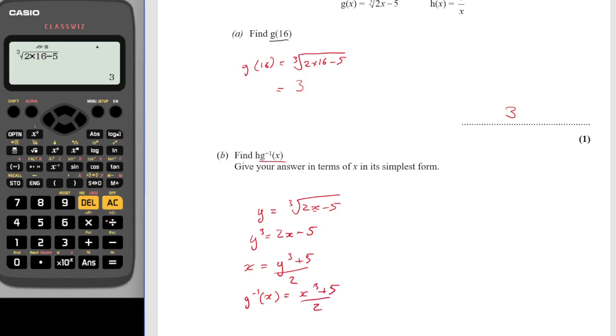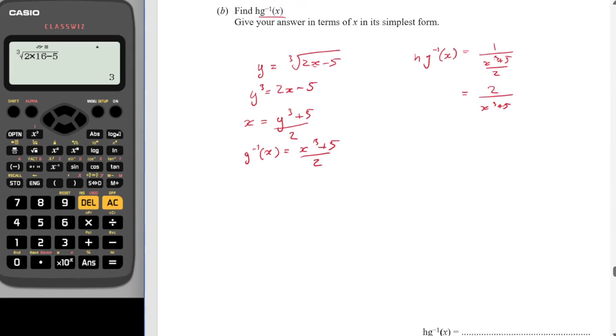Now we need to put that value for x into equation h. So h of g to the minus 1 of x is equal to 1 over what we've just written. So 1 over x cubed plus 5 over 2. So that's going to be 2 over x cubed plus 5. And that's going to be my answer. So 2 over x cubed plus 5.